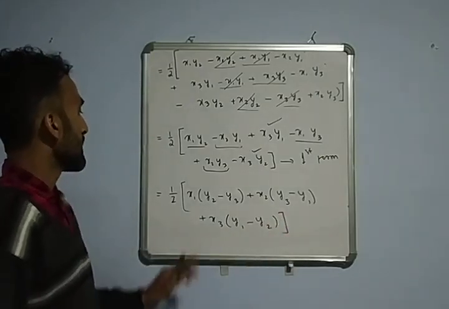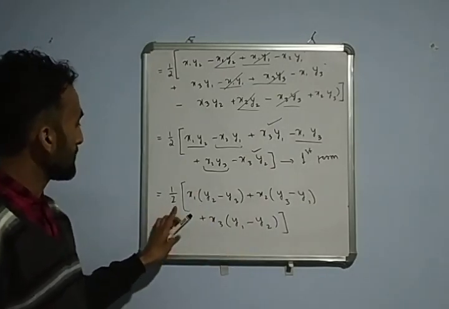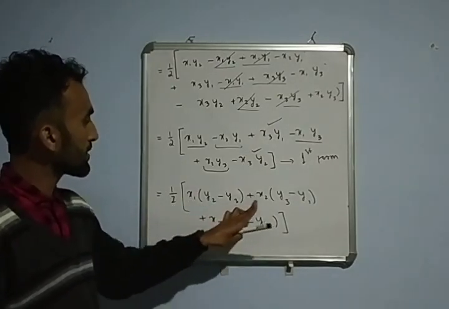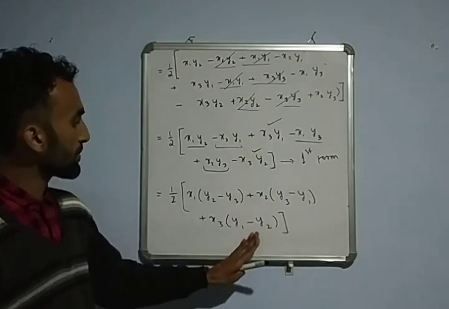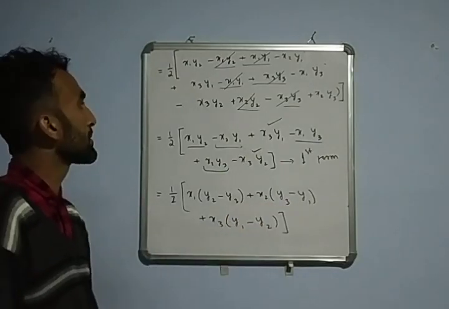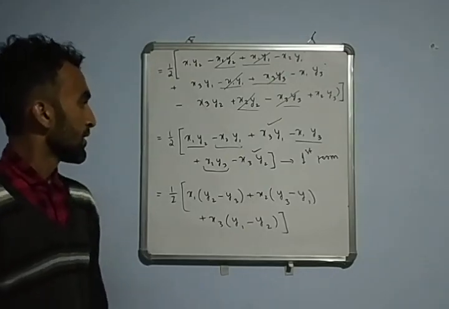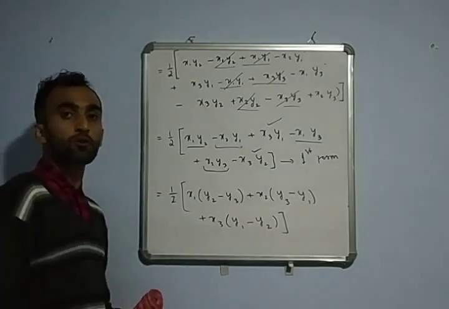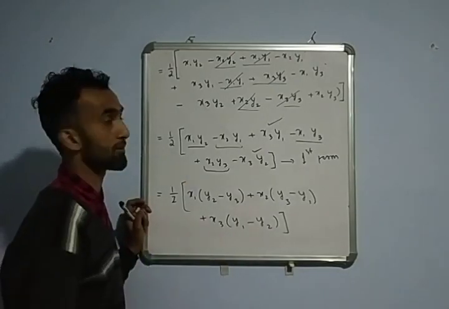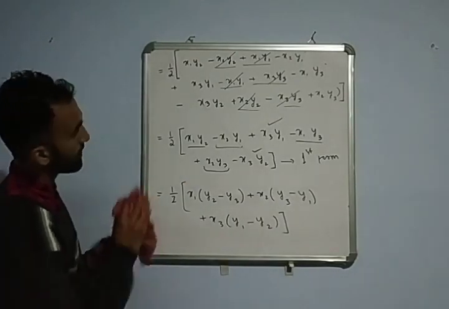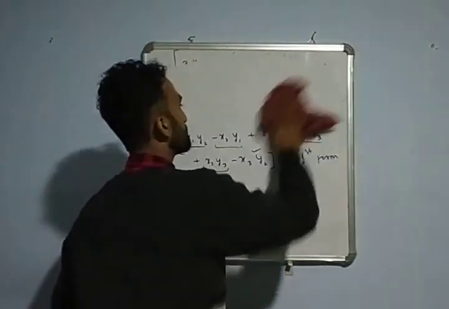So remember, area of triangle is half x1 (y2 minus y3) plus x2 (y3 minus y1) plus x3 (y1 minus y2). I'll give you a shortcut trick to remember this one. So this is how it comes. I just want to show you that instead of just remembering the formula, you should know how it comes also. Now you can pause the video. I'll give you the shortcut trick.